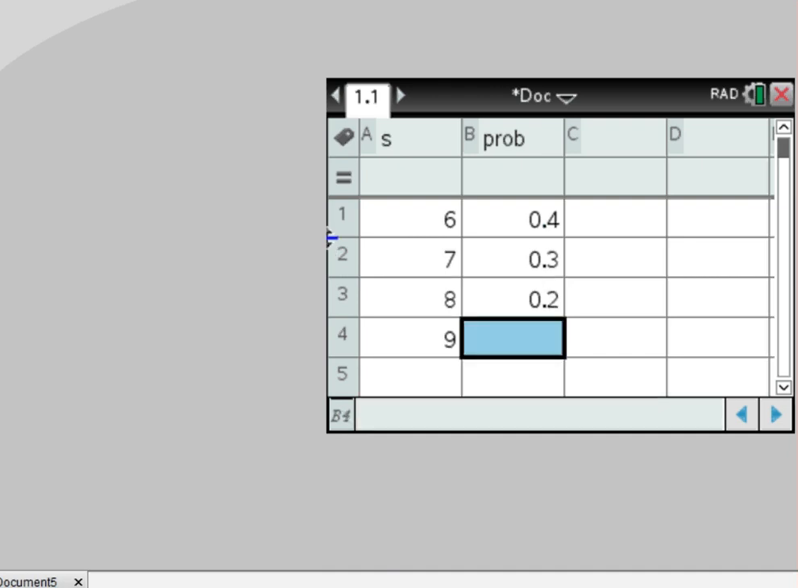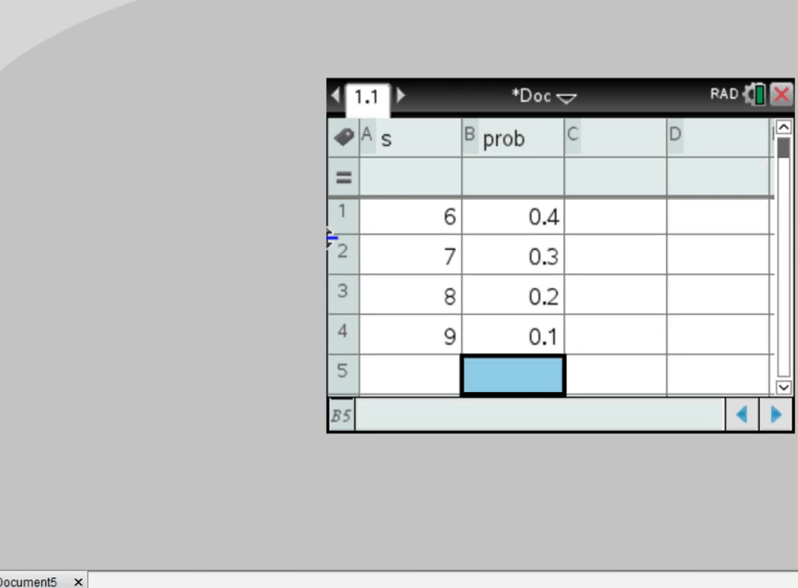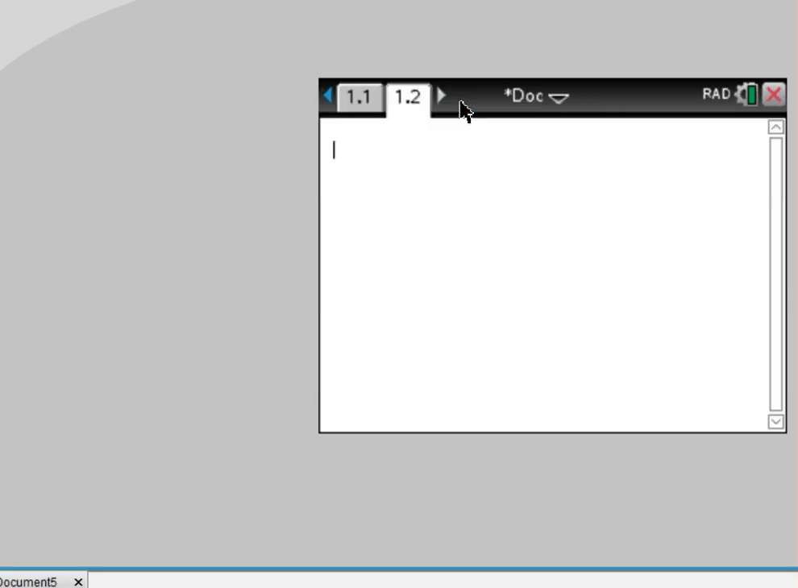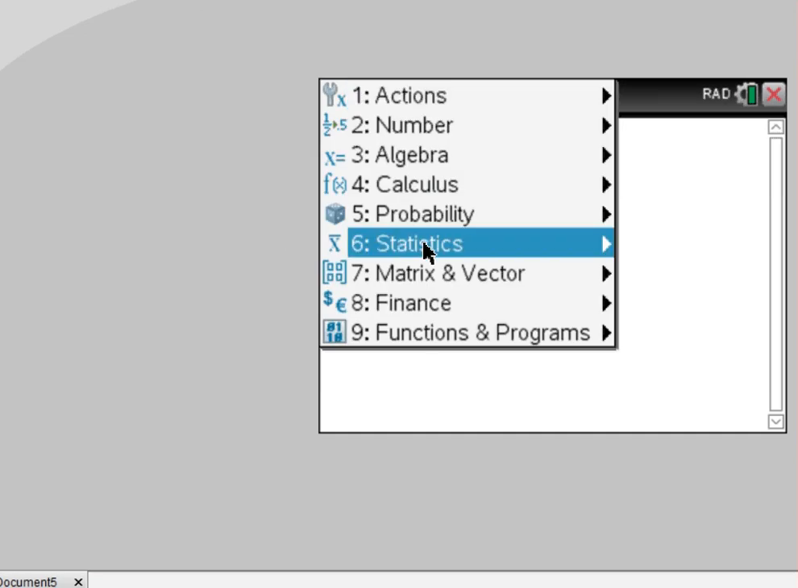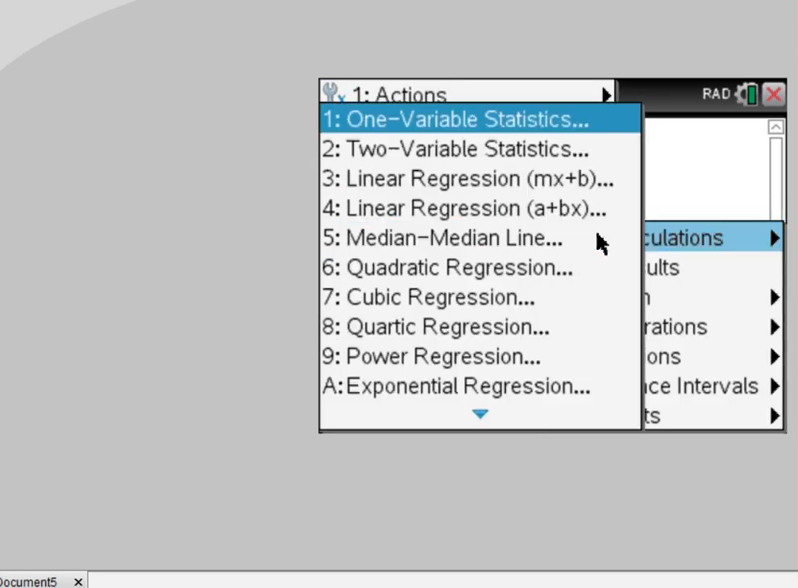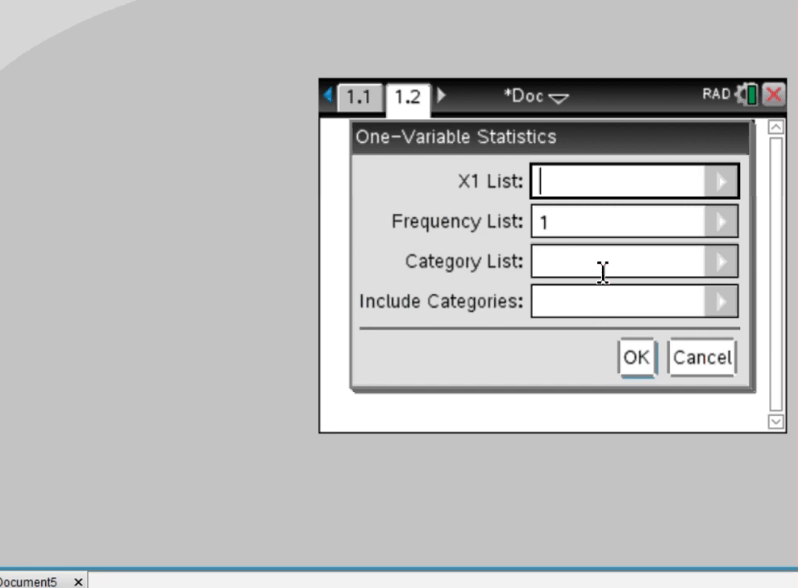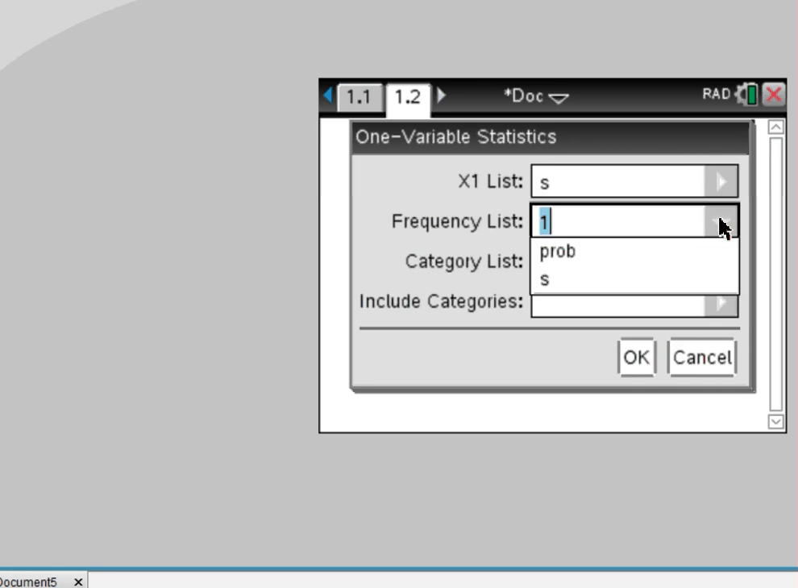Okay, so now we're going to add a page and just add a calculator document. So from the calculator screen, you're going to go to Menu, then Statistics, and then we want to run a stat calculation, and we want to do one-variable statistics. We only have one list here. So the X list is the scores, and then the frequency list, this is what's a little bit different sometimes when we run this, we're going to put probability, and then that's going to spit out all of the values we're interested in.